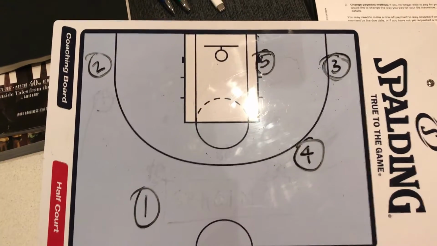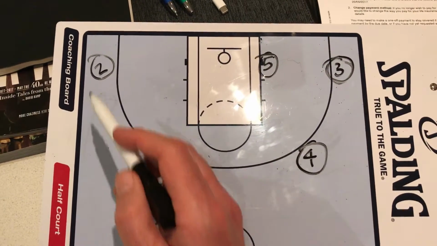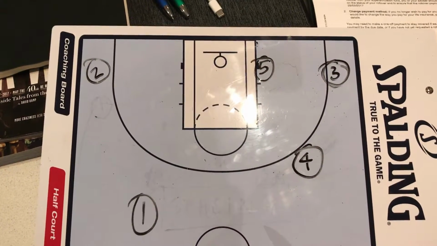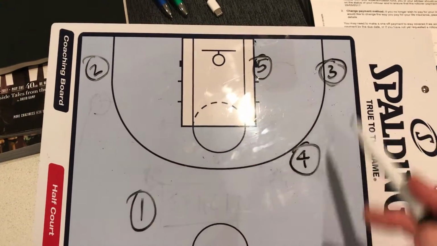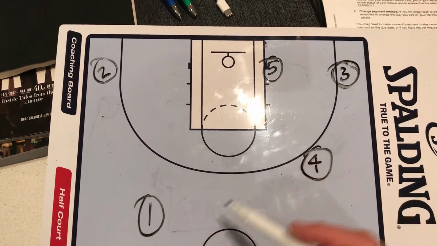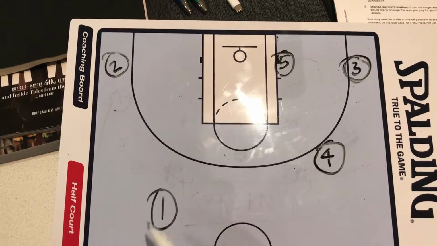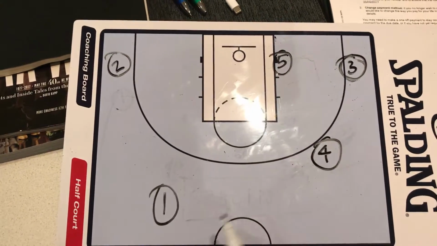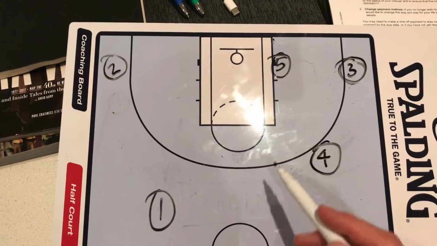The first thing that you'll see is we want to have good spacing. With all of our plays, we want to have good spacing. And in this case, we've spaced out our 2, our 3, and our 4 around the perimeter with our 5 in. And so the way it'll work is our point guard will bring the ball up, and you can see they're bringing it up in this third of the court so that we maintain good spacing.